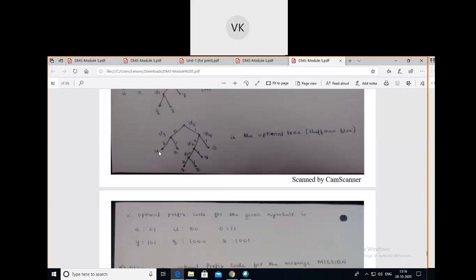You see here, what is the prefix code of this one? 0 0, starting from the root node to that symbol. From the root node it has gone through the 0 and 0. For U, 0 and 0. Here A is there. For A, 0 and 1. For A, the optimal prefix code is 0 1.